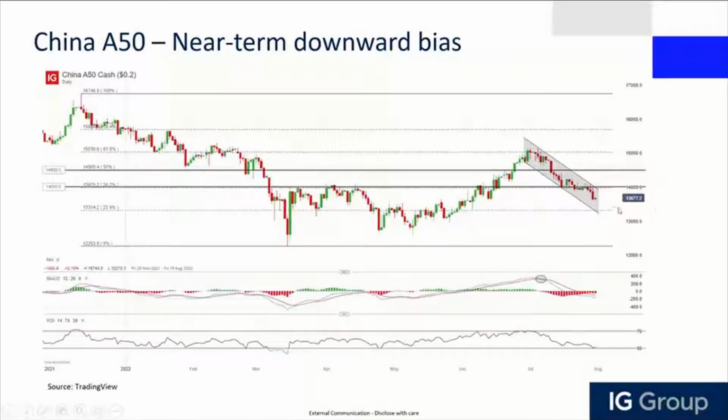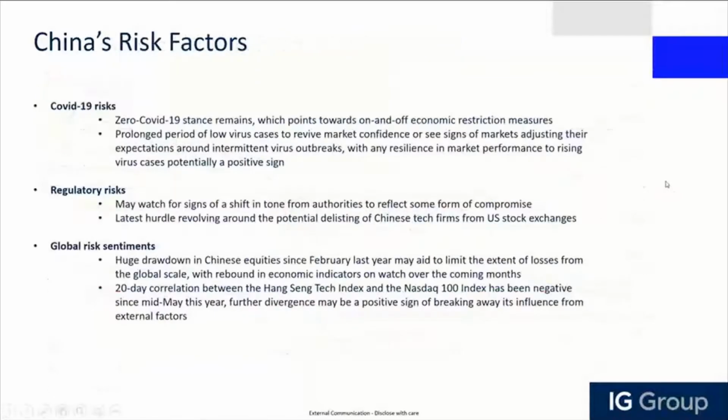So the next level I'll be looking out for will be the 13,300 level. This is where the next 23.6% Fibonacci level seems to coincide with the lower channel trendline. So that will be one to watch on whether we could see somewhat of a bullish move from there. But looking at this descending channel pattern, any move to the upside could still be a short-lived move until we are able to see a greater formation of a new upward trend. For now, everything still remains tilted towards the downside.